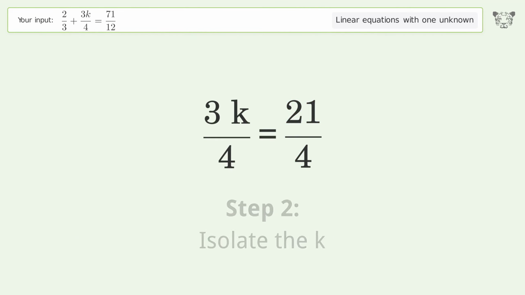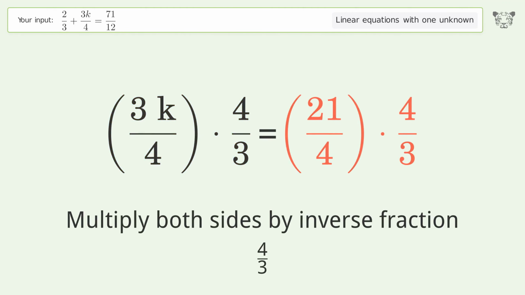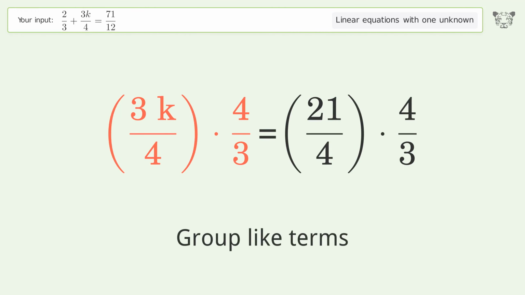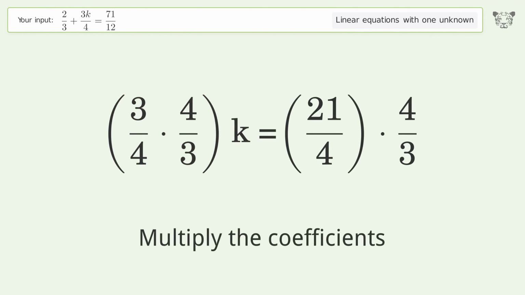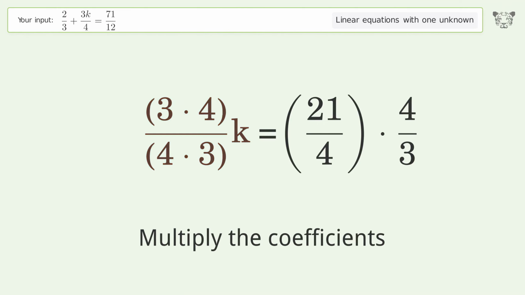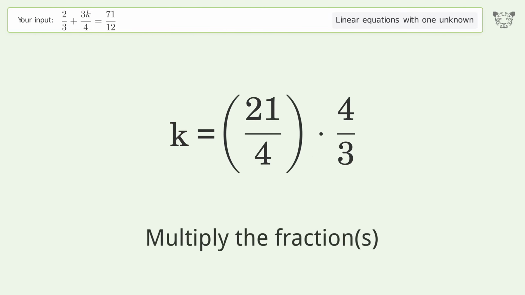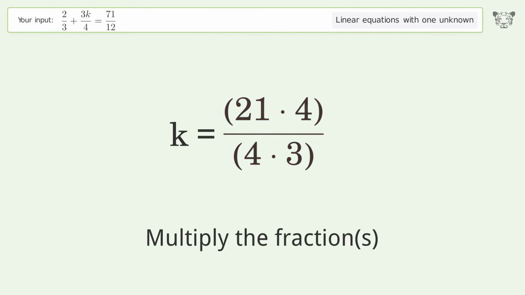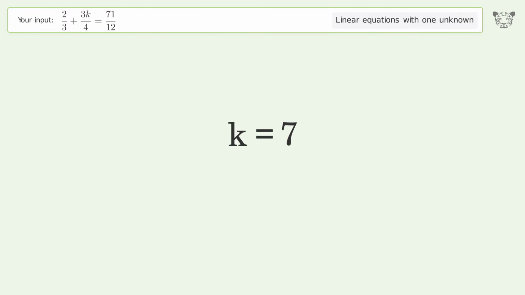Isolate the k. Multiply both sides by inverse fraction 4/3. Group like terms. Multiply the coefficients. Simplify the fraction. Multiply the fractions. Simplify the arithmetic. And so the final result is k equals 7.